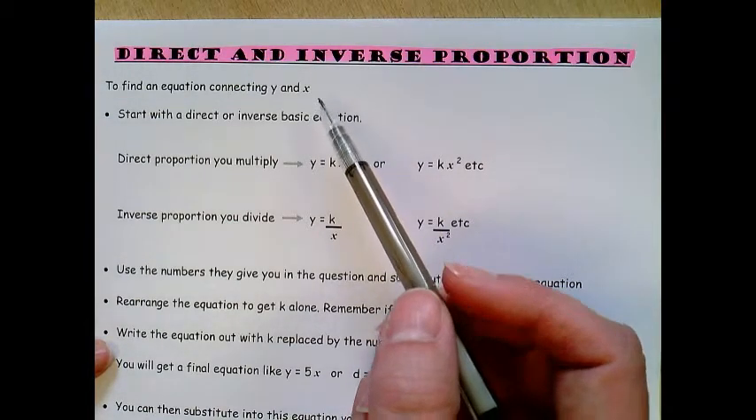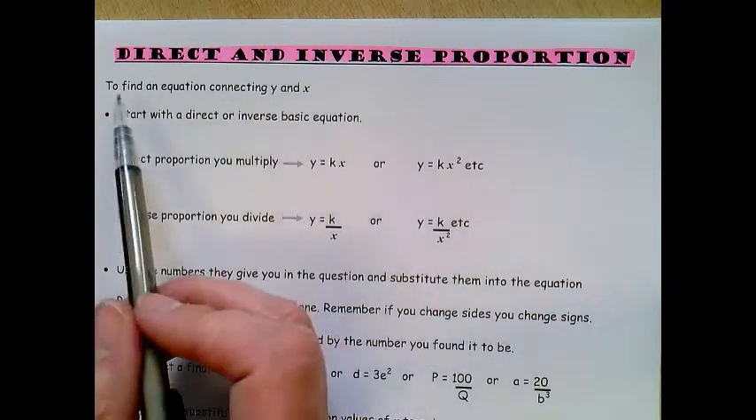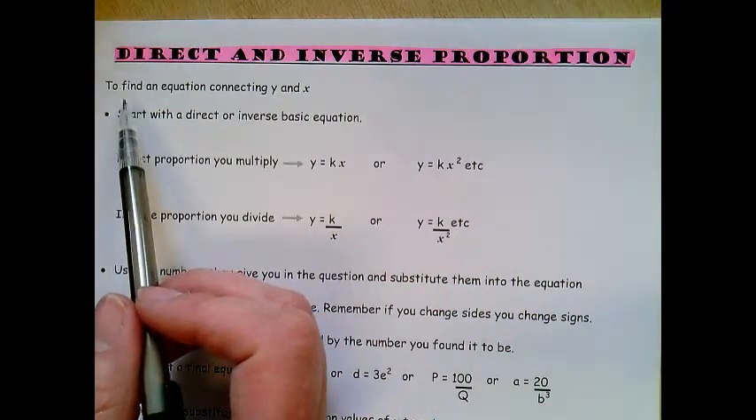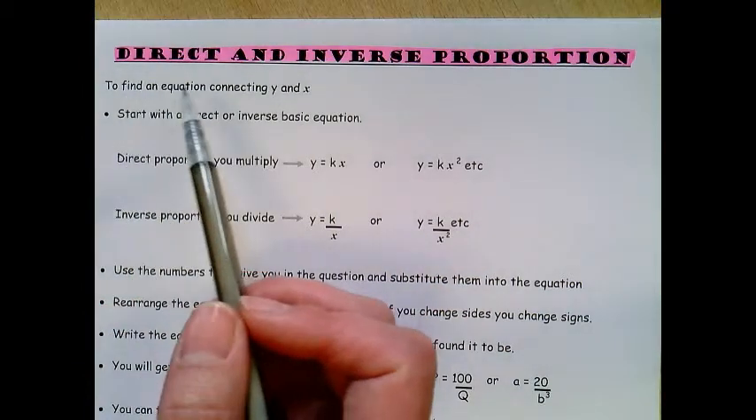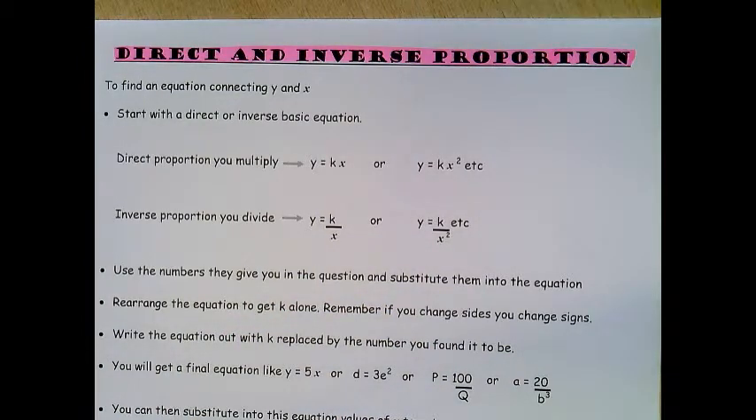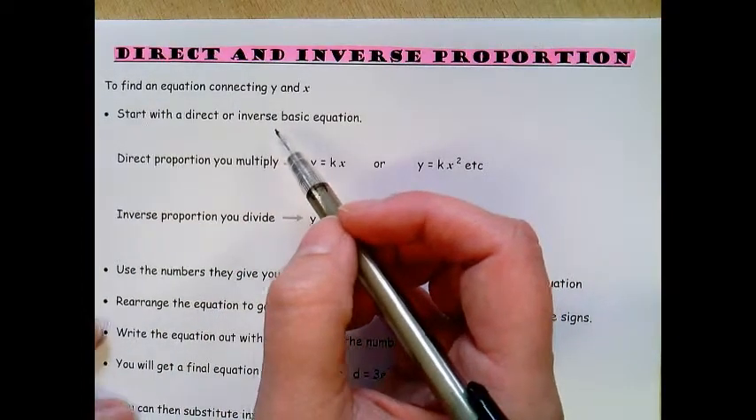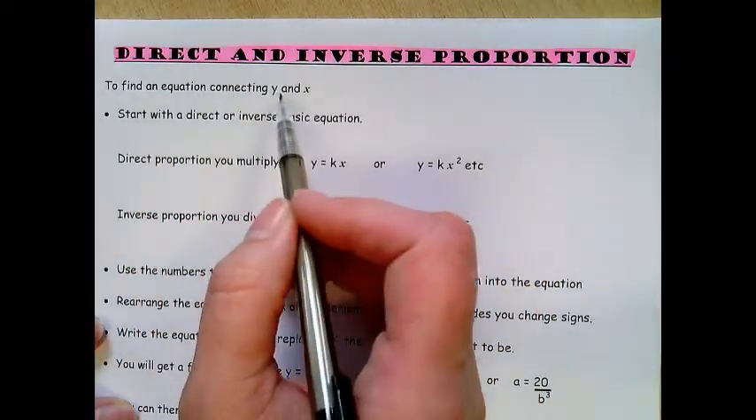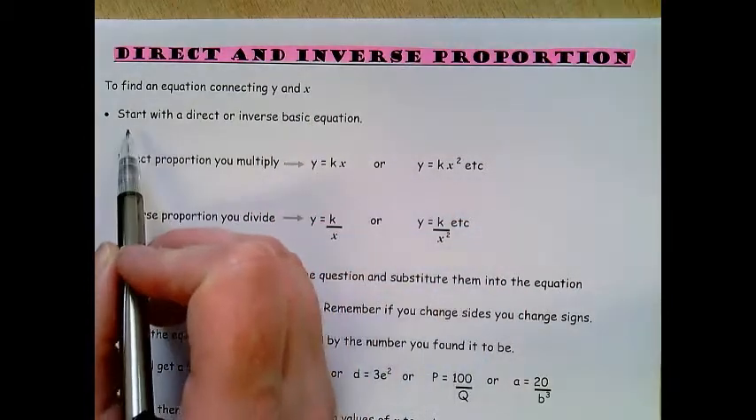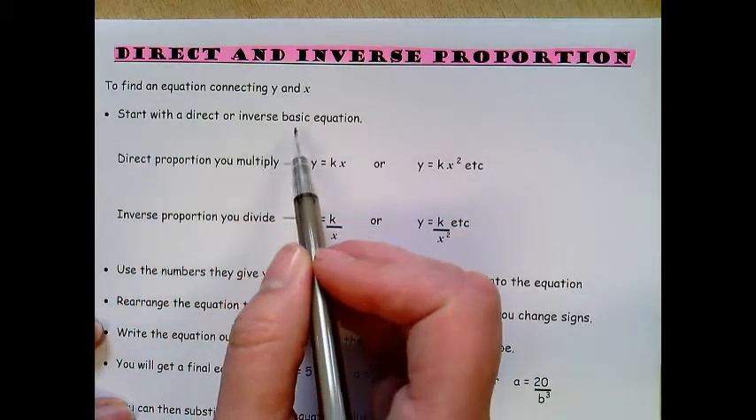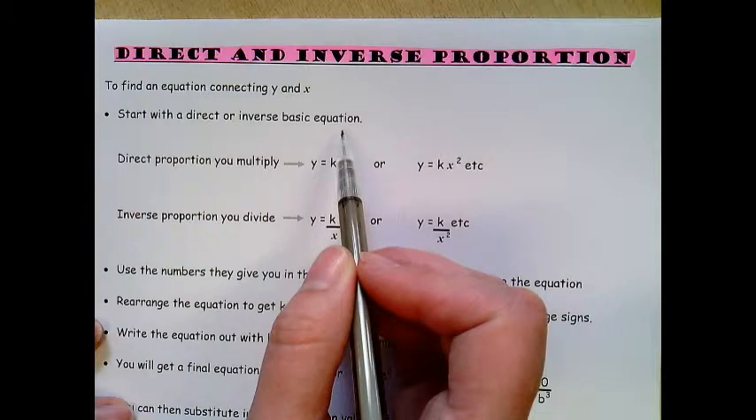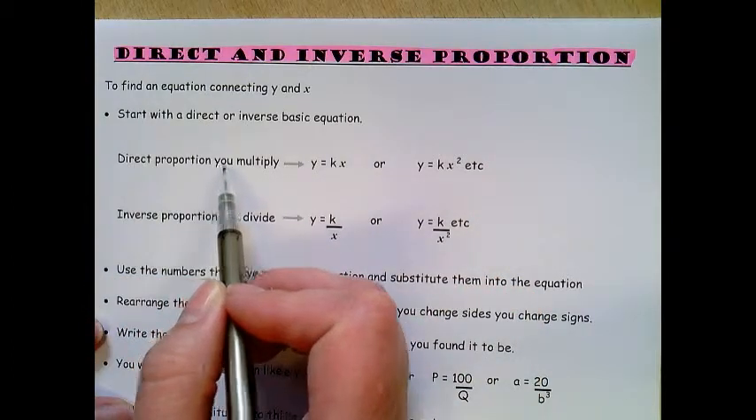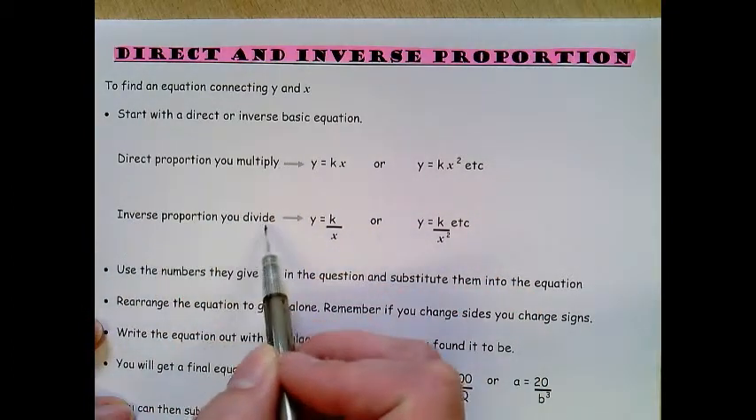So normally in the exam, the first thing you're asked to do is to find an equation connecting, I've said y and x here, but they could pick any two letters or make it a real life problem and any two words then. So they could be asking you to find an equation connecting y and x. So you start with the direct or inverse basic equation. If you're told that it's direct proportion, you multiply, inverse proportion, you divide.